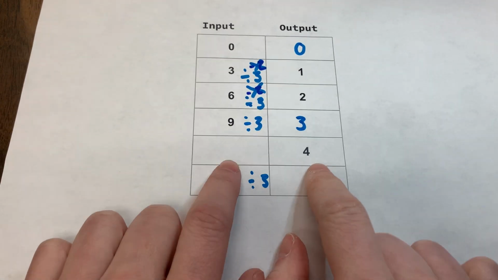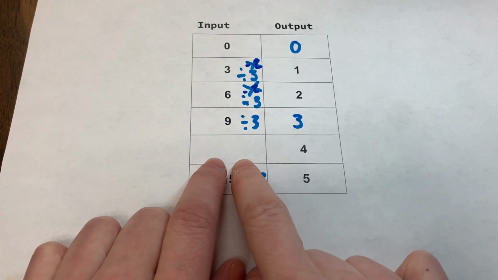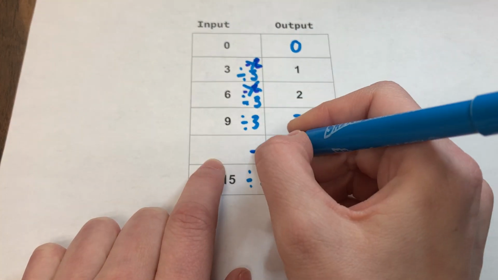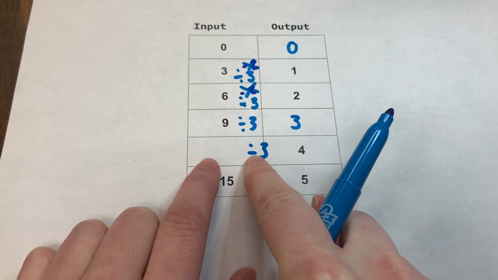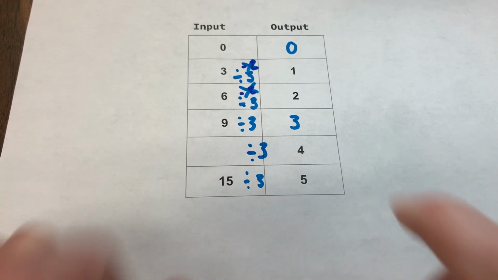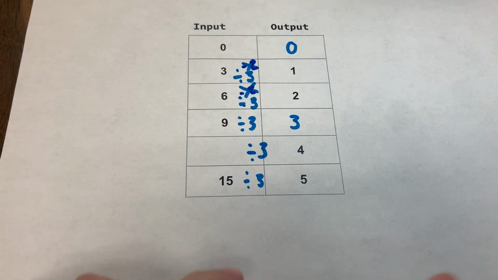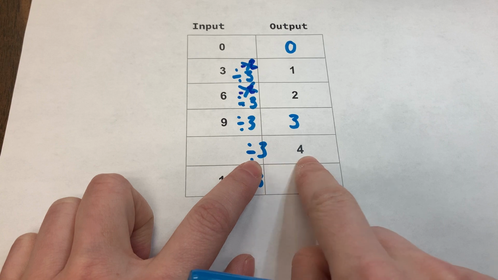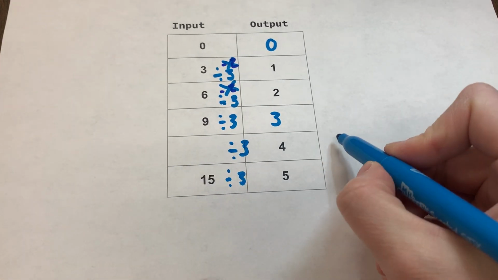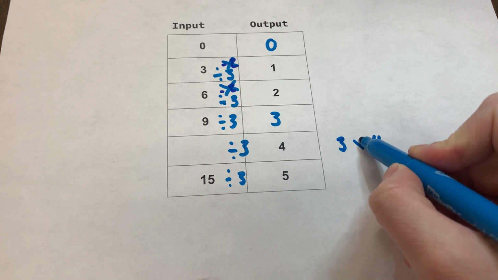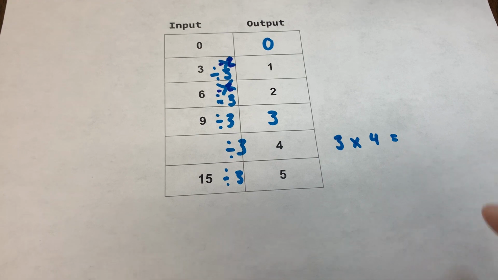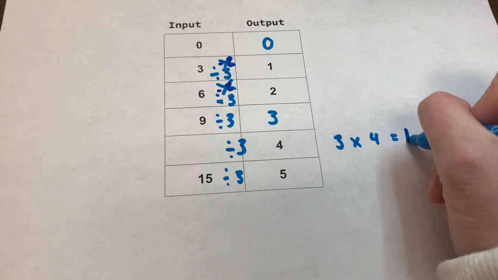All right, now here's where it's tricky. This time I'm missing the input and the output is 4. So I need to think, what divided by 3 equals 4? Well, I need to think about my fact families. In order to find this number, instead I need to do 3 times 4, right? I'm given a 3 and I'm given a 4. So I can do 3 times 4 to find that missing number. 3, 6, 9, 12. 3 times 4 is 12.